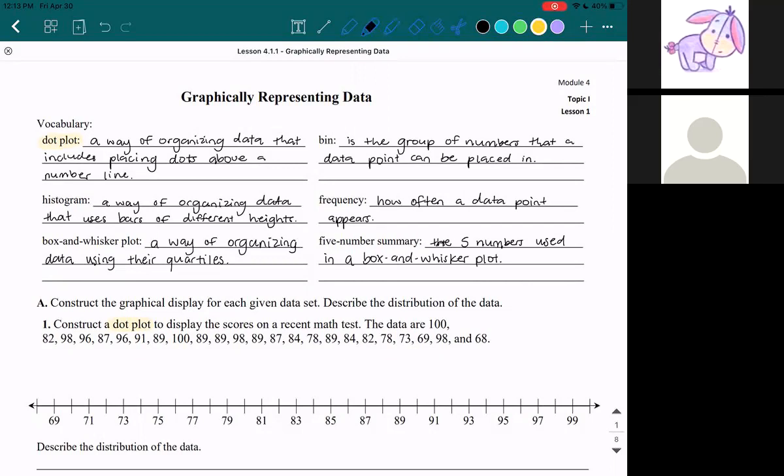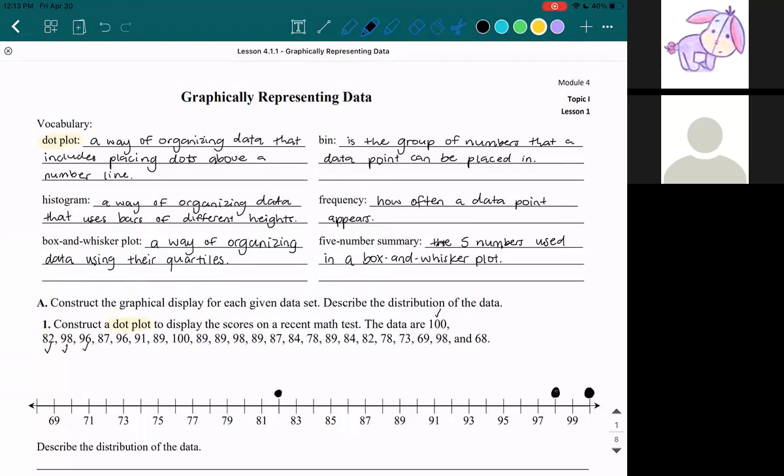So first number is 100. I'm going to put a little check mark above it so I know I've already seen it. I'm going to put a dot on top of the 100 mark. This mark for 100, this little mark right here, that's the 100 bin. Okay, so I'm using the vocabulary word bin. So that's the bin for 100. And I place a dot on top of the 100 bin to represent that data point. Then I see the number 82, and I'm going to place that dot on top of the 82 bin. I see the number 98, I will place that on the 98 bin.